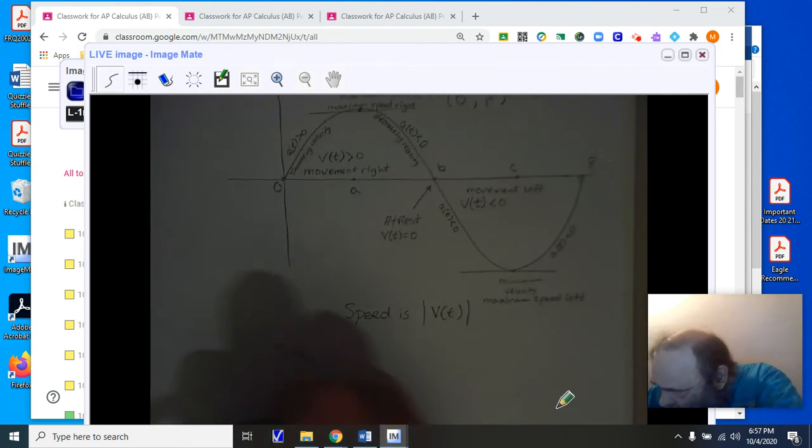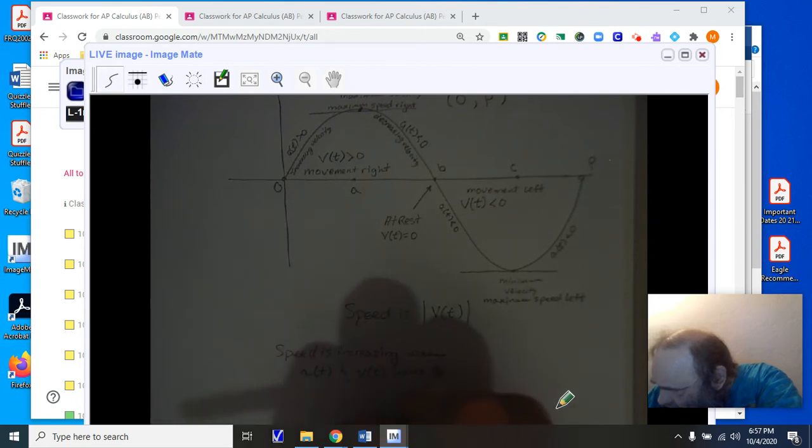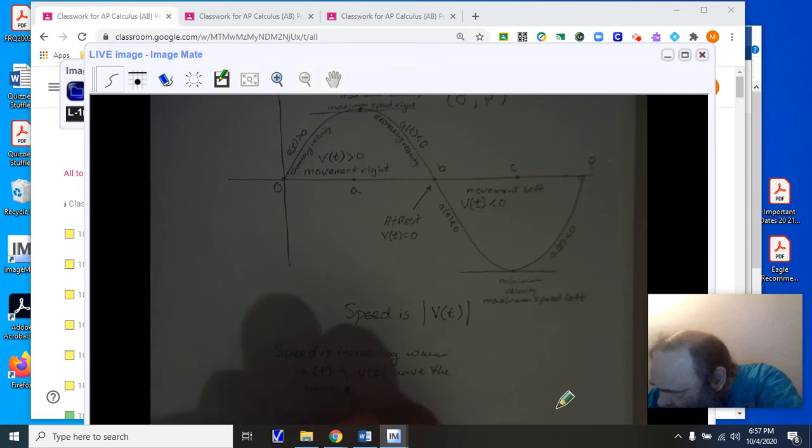Speed is increasing when acceleration a of t and v of t, velocity, have the same sign. And vice versa, speed is decreasing when acceleration and velocity have opposite signs.